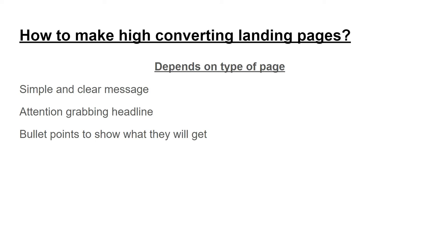Then comes the bullet points. Now again, it is important to promise users further things other than the headline. So if you have an attention grabbing headline, it is also important to have the bullet points to show what exactly they will get.